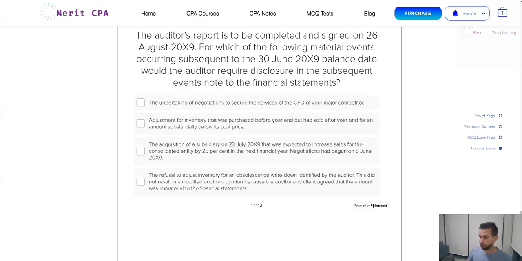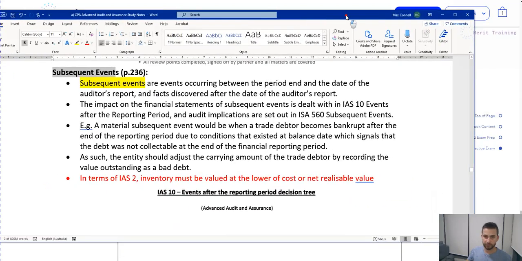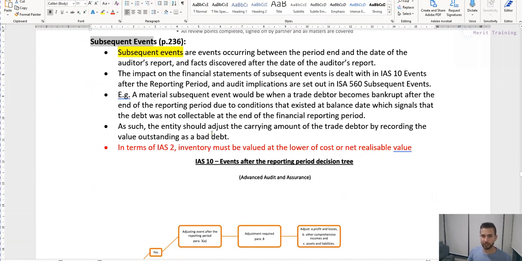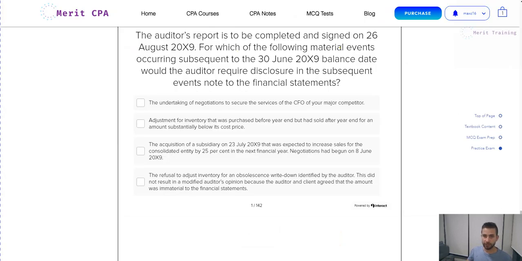Okay, so anyway, let's pull up the notes now for the relevant section on subsequent events. We touched on this a little bit in the last video, but subsequent events are basically events that occur after period end. For example, if they're a December year end, this might occur between 1 Jan and whenever the date of the auditor's report is. Maybe that's 6 months later, right? In this case, the financial statements are a 30 June year end, so this event has most likely taken place between 1 July and 26th of August 20X9.